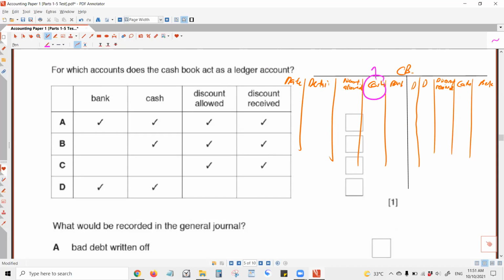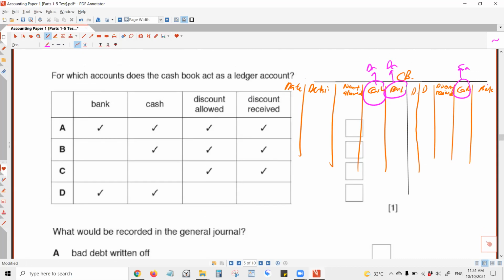Here is the debit side of cash account. Here is the credit side of cash account. Here is the debit side of bank account. Here is the credit side of bank account. And you see, here is discount allowed. Here is discount received. Do you see the debit side and credit side of discount allowed? If you tell me that this is debit side of discount allowed, where is the credit side of discount allowed?